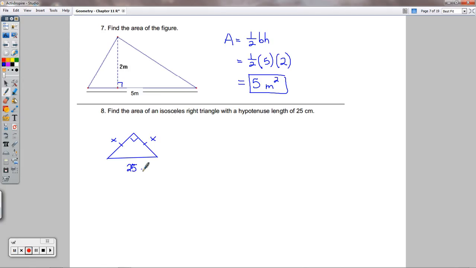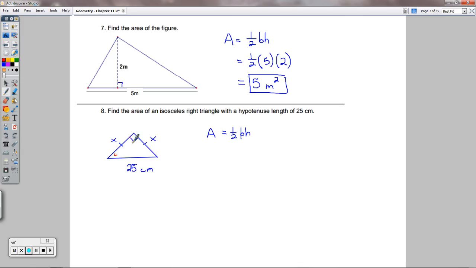So the area of any triangle, again, 1/2 base times height. The base and the height have to be the perpendicular parts to each other. So it has to be this and this. It has to be that x here and that x here. A couple of ways you could tackle this one. You could use 45, 45, 90.